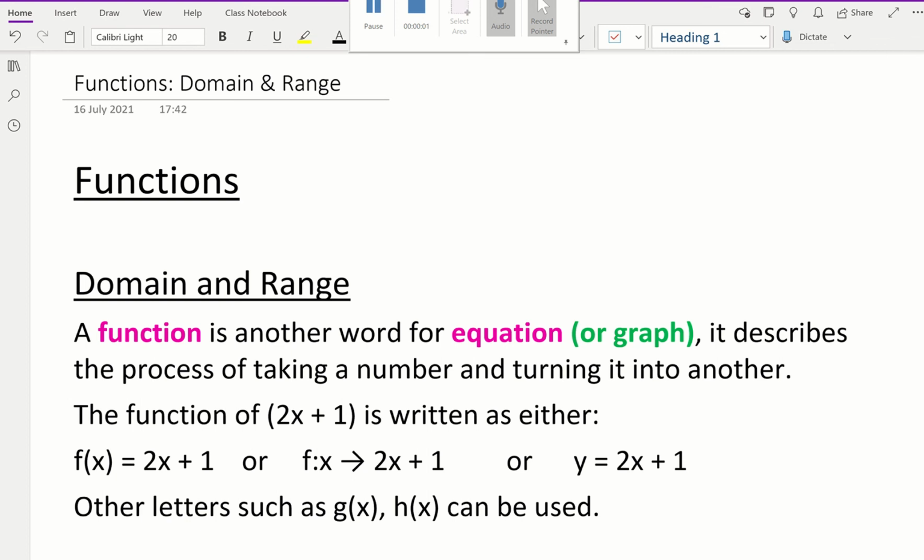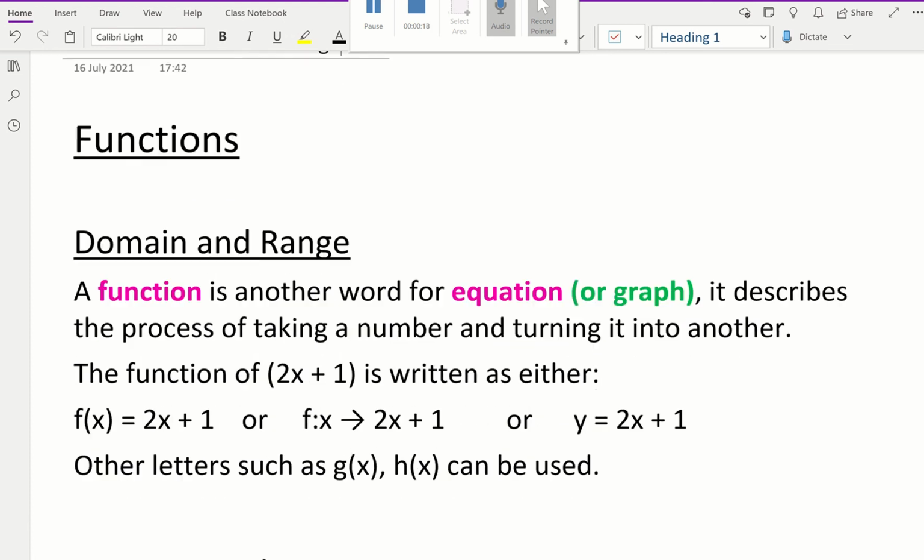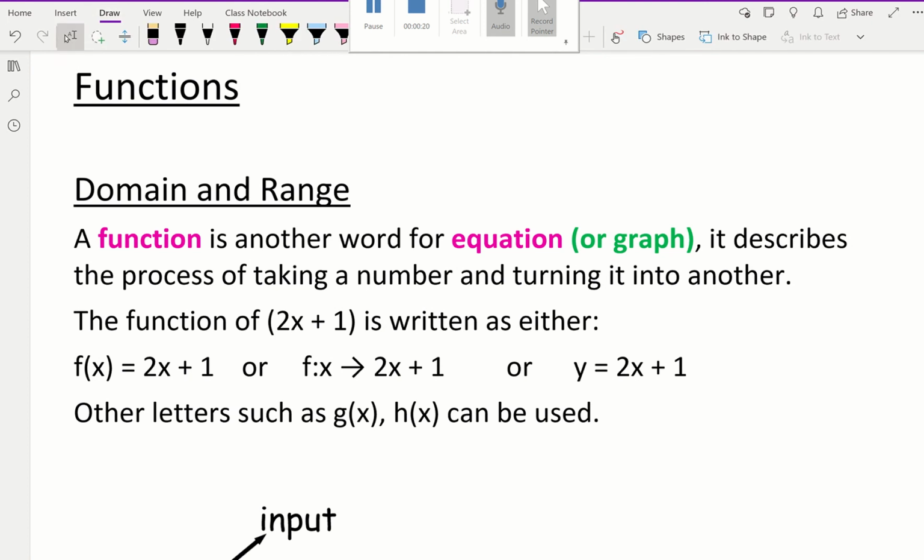So in this video, I'm defining functions. I'm doing the first section, which is defining the domain and the range. A function is another word for equation or graph. It describes the process of taking a number and turning it into another. Think of a function machine and how a function machine works.